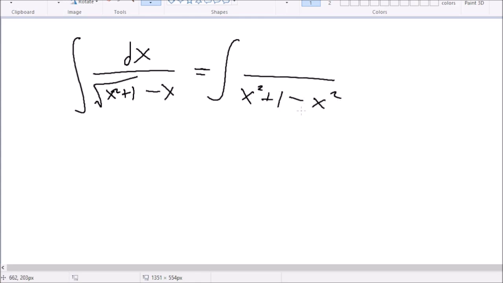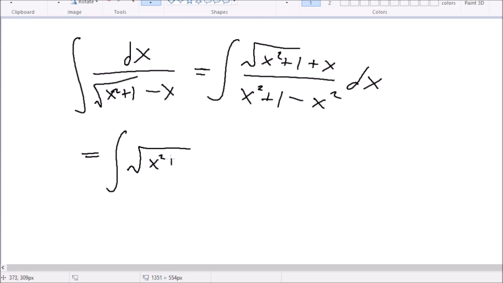Cool. So then that just becomes 1. And then I have to put some stuff on top here. And then we get the square root of x squared plus 1 plus x dx. This is nasty. Well, not really, but for laziness's sake, let's be honest, I don't want to do this.